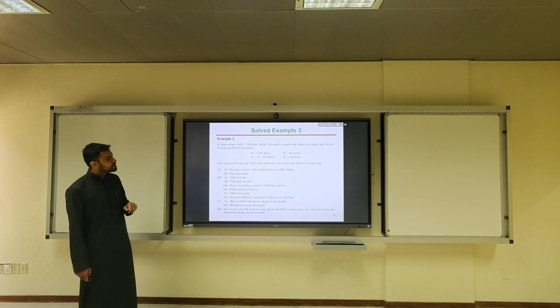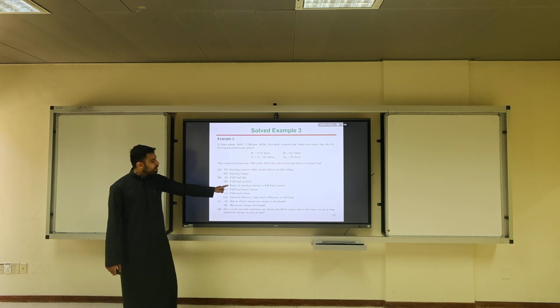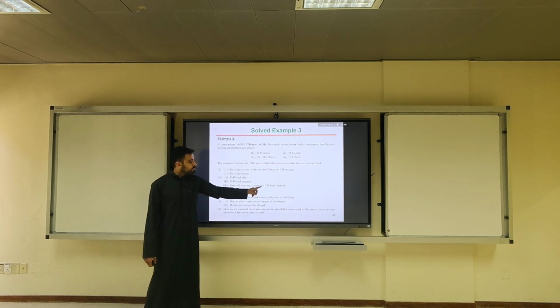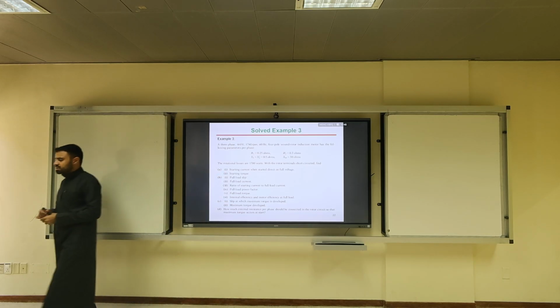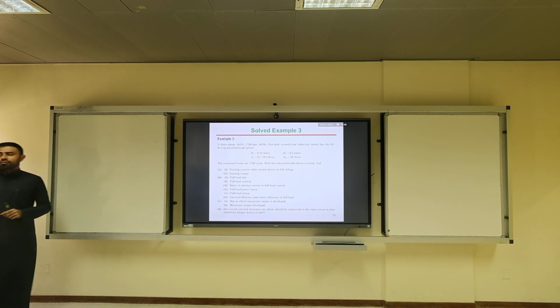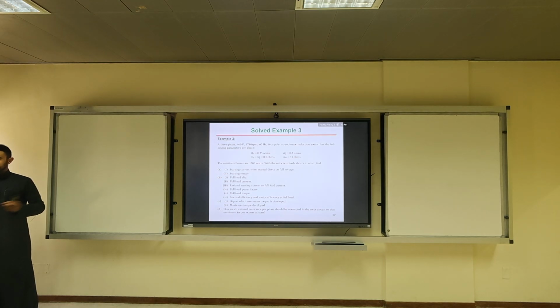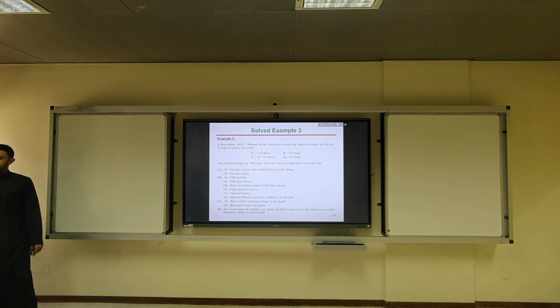And then the third question: find the ratio of starting current to full load current. This is a common thing. For DC machines, the ratio is twice. For induction machines, the ratio is 5 times. For synchronous machines, what's the ratio? 1. Synchronous machines are always at synchronous speed, so the ratio is 1 and doesn't change. It's a question in the exam.